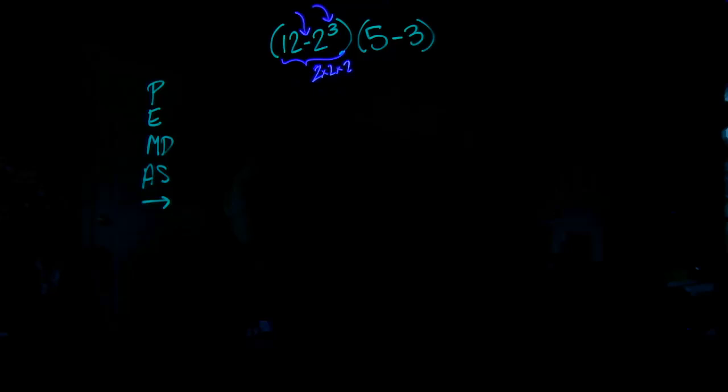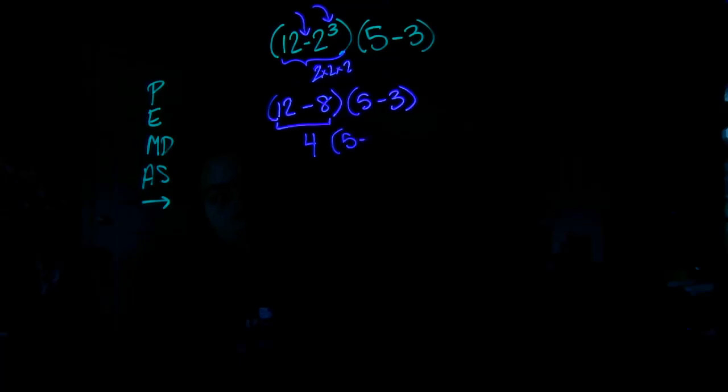2 times 2 is 4. Times 2 is 8. Okay, so we're just going to drop everything down with our exponent solved. And then we're going to move on to the next step. We still have parentheses to do, so we're going to move from left to right. This one comes first. 12 minus 8 is 4. And then we can drop this second set of parentheses down.